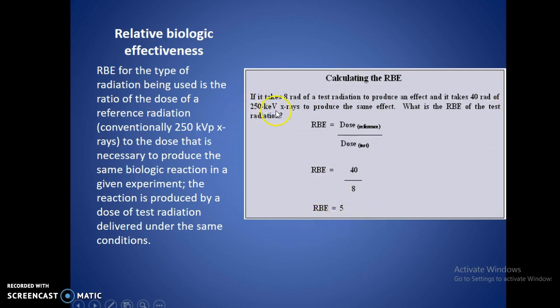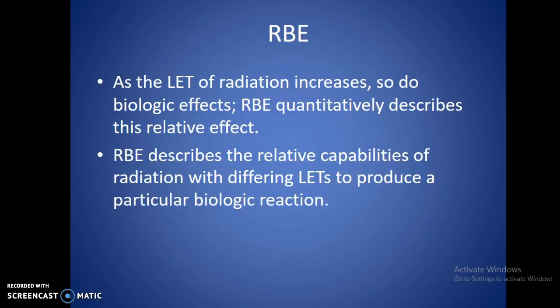Don't be confused with 250. That's the pretty standard keV they're going to use to produce the same effect. So if they're asking what the effectiveness is, just divide the higher number, what it takes, by the lower number, which will produce the same effect. As LET of radiation increases, so do the biologic effects. The RBE quantity describes this relative effect. So this basically describes what RBE does.